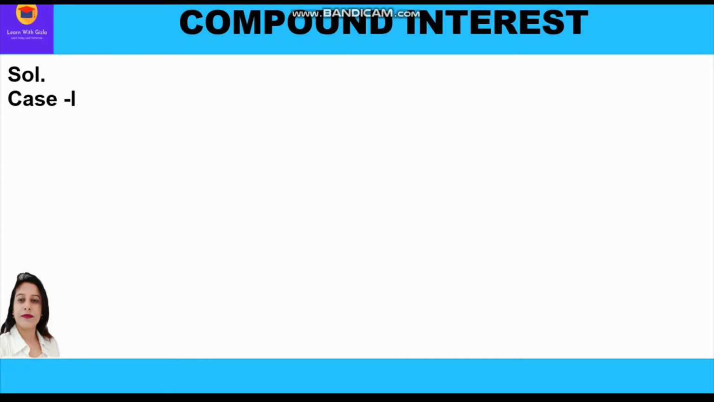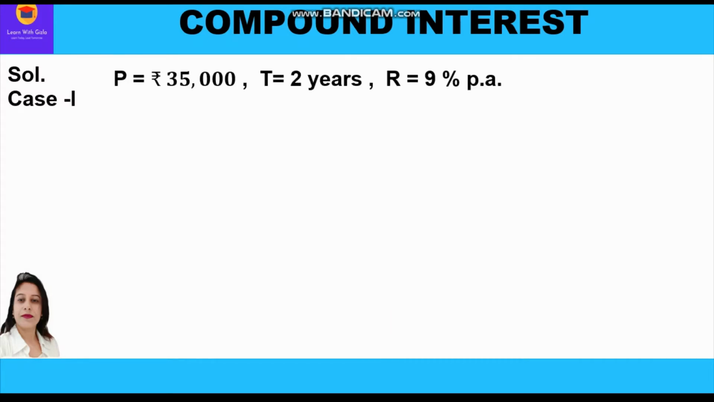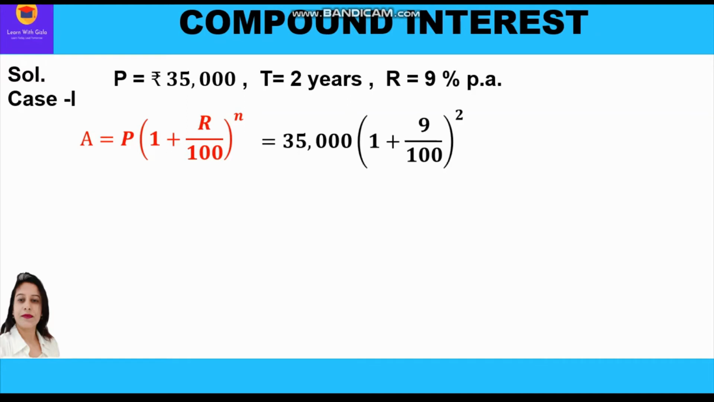Now first of all, let us take the first case. The principal is rupees 35,000. Time period is 2 years. Rate of interest is 9% per annum. And we will be using the formula of amount, that is A is equal to P (1 + R/100)^n. Now further we shall put the values. So 35,000 (1 + 9/100)^2.